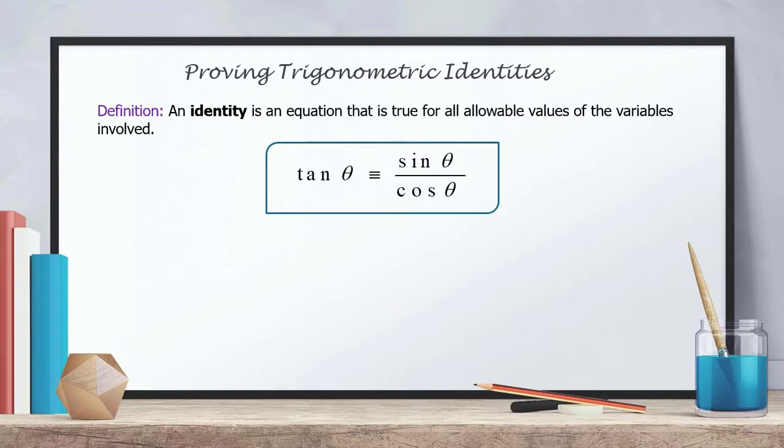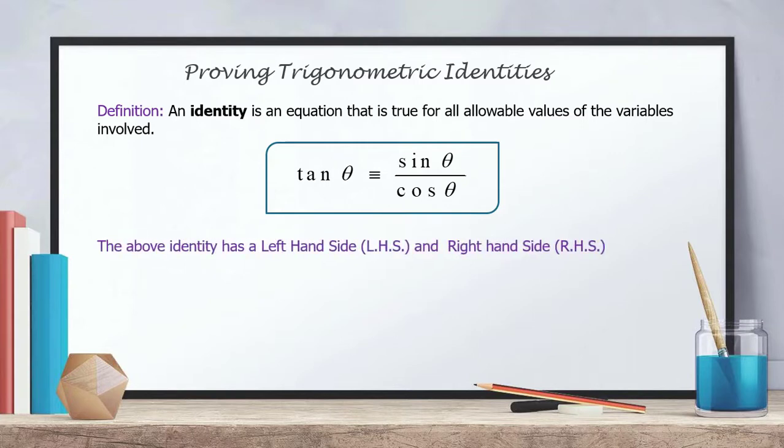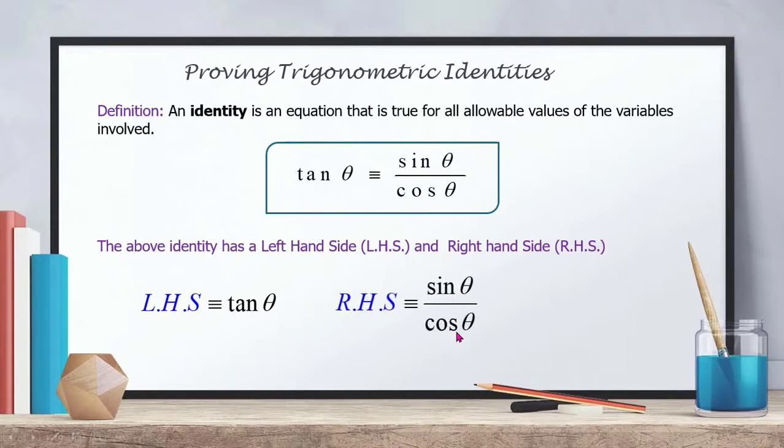We looked at this identity previously and we said that tan theta is identical to sine theta over cosine theta. Note this identity has a left hand side, which is the left of the identity sign, and it has a right hand side. In this particular case, the left hand side is tan theta and the right hand side is sine over cosine theta.